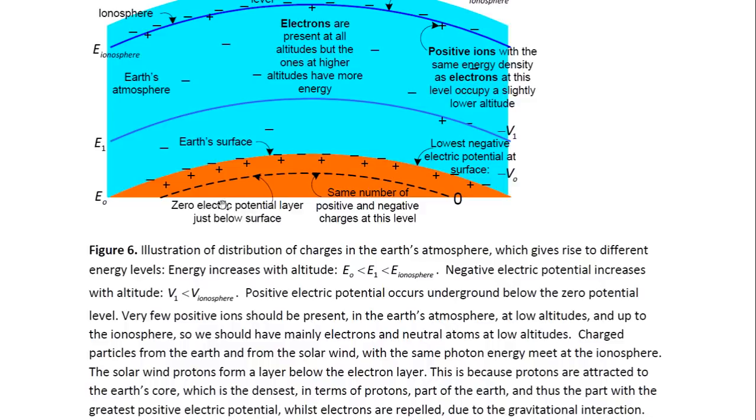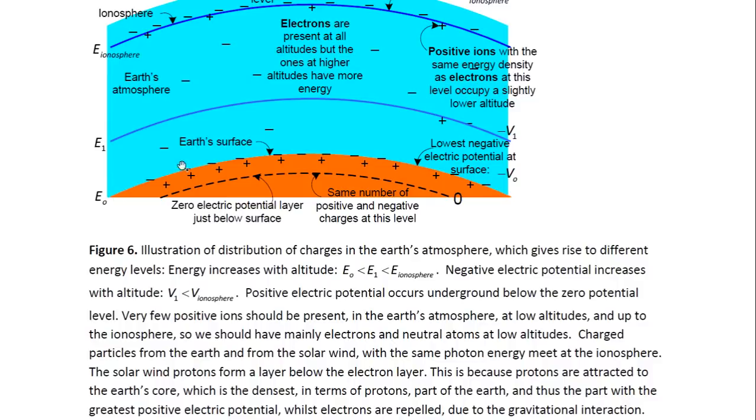And then we do have a certain level where the potential is zero. And I've placed it here. I think it's likely to be just below the surface of the Earth, although I cannot be sure of that. It could be just above the surface. So I think it's more likely to be just below the surface of the Earth. And then we would have positive potential below this.